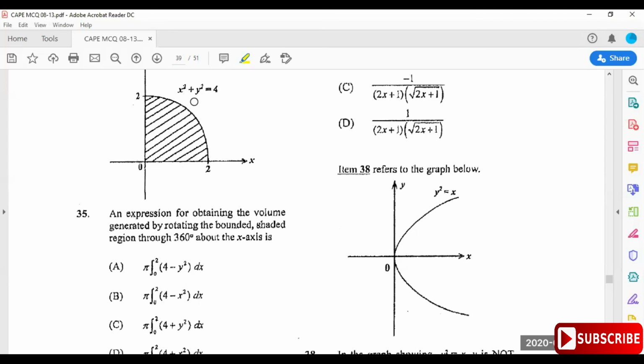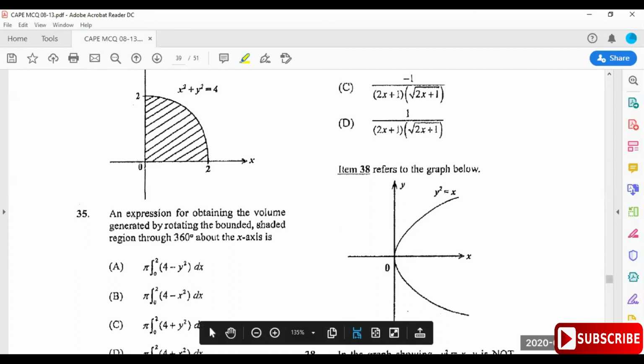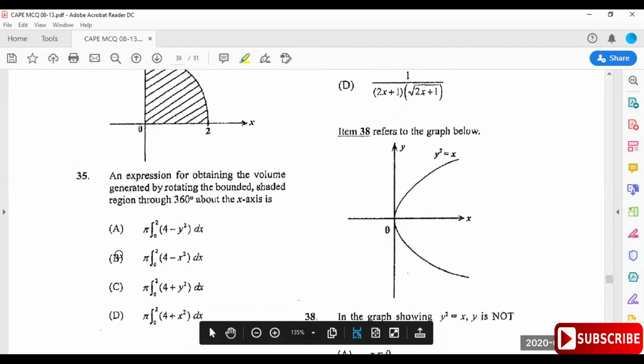If you look at it now, we just need to make y squared the subject. And so y squared is going to be 4 minus x squared. You just look for whichever option has y squared equal to 4 minus x squared, and that is B.